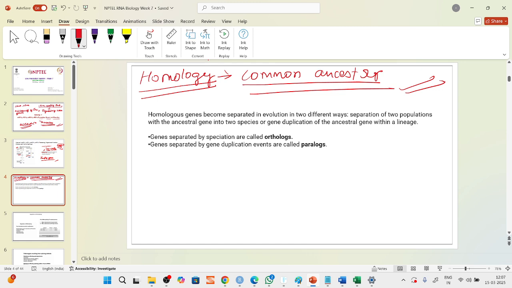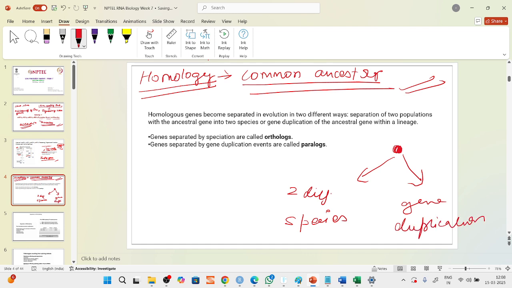Homologous genes become separated in evolution in two different ways. Suppose these are the genes and they have a common origin. Now they can be separated in two different ways. First is separation of the population with the ancestral gene into two species, so they form two different species altogether. Or gene duplication of this gene within a lineage. Either they can form two different species or they can have a gene duplication event.